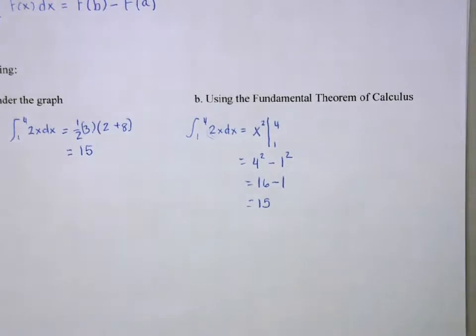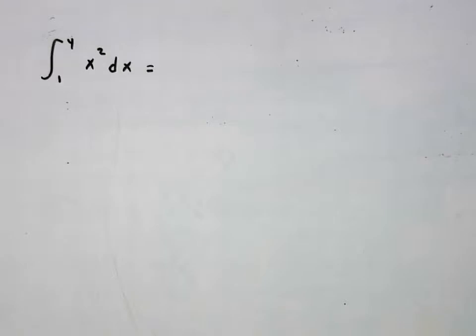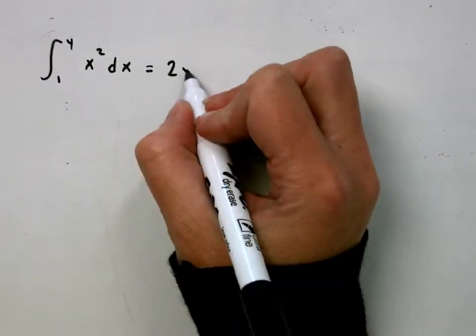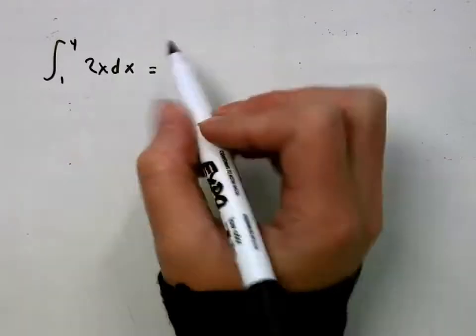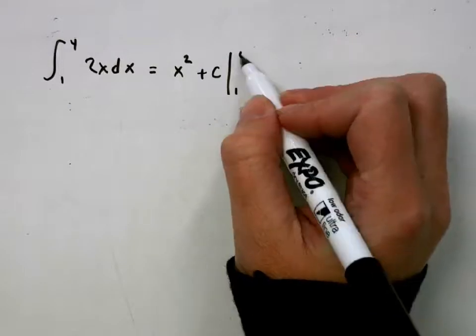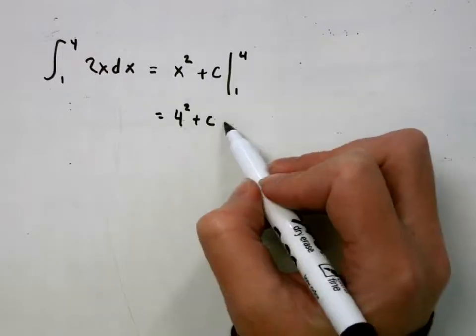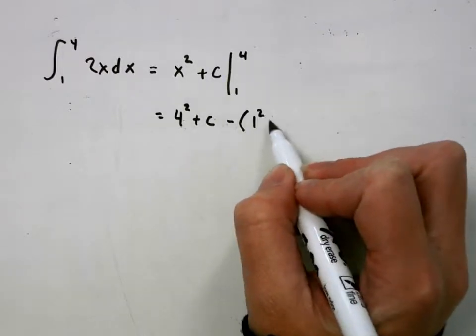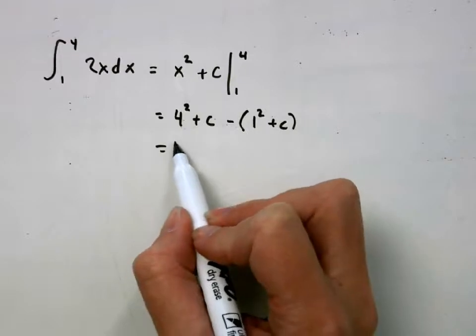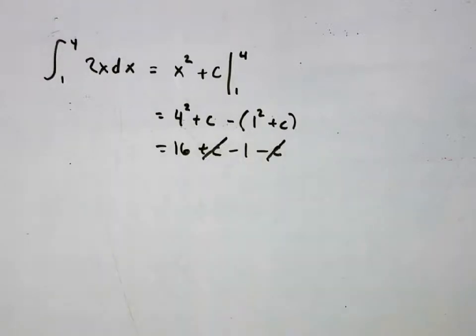Now you might be wondering, why didn't I do plus c? Well, let me illustrate. Let's say I wrote this whole thing differently: 2x is x squared plus c evaluated from 1 to 4. Well, that would be 4 squared plus c minus 1 squared plus c. So what ends up happening is the c's cancel, and that will always be the case. So when we do the antiderivatives in a definite integral, we don't have to worry about the plus c.